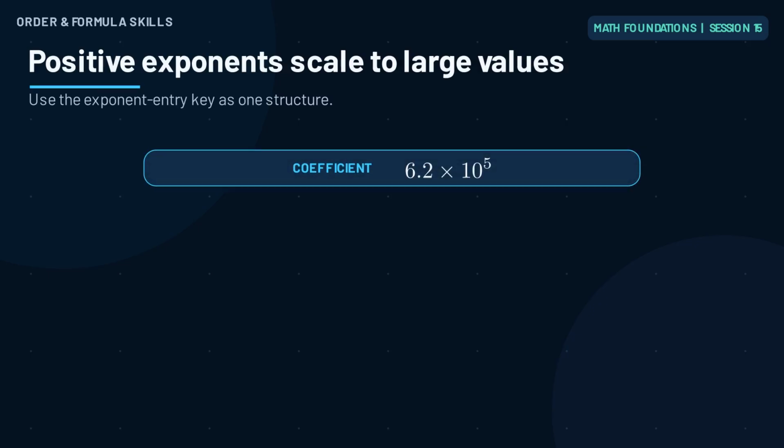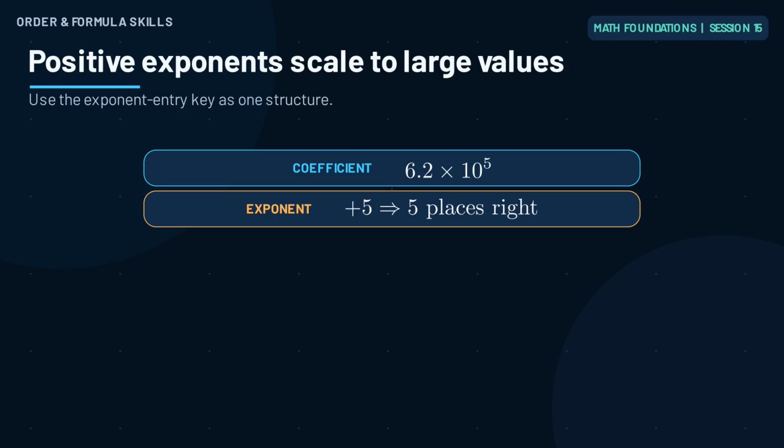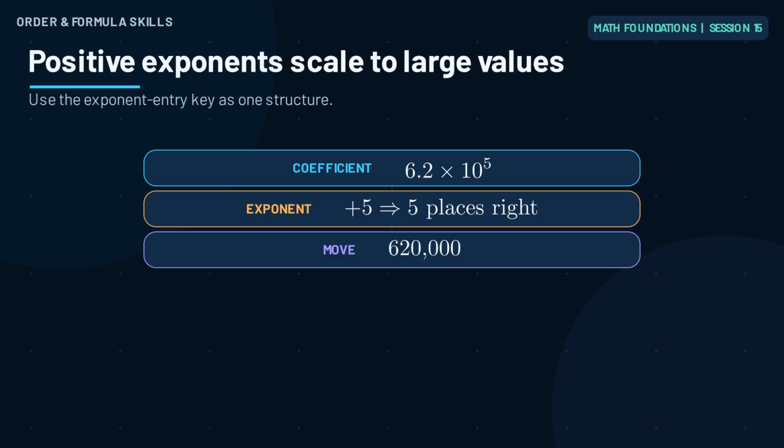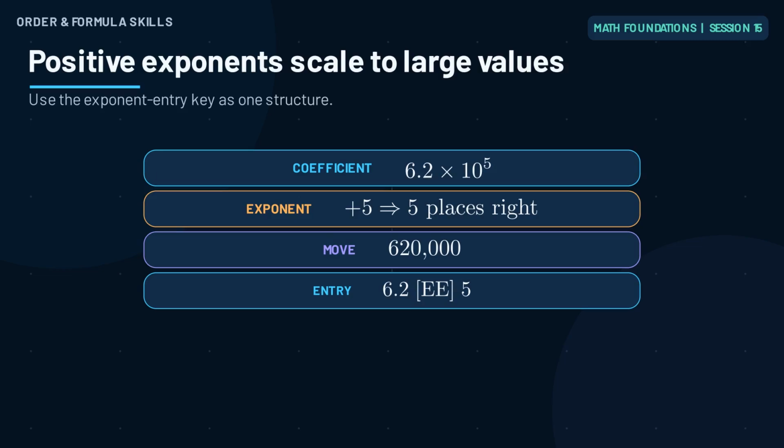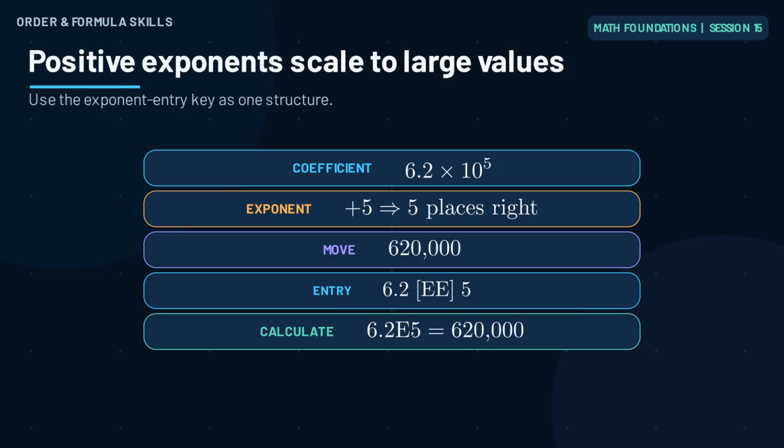Begin with 6.2 times 10 to the fifth. The exponent positive 5 means move the decimal 5 places to the right. 6.2 becomes 620,000. On a calculator, enter 6.2, use the EE or exponent entry key, then enter 5. The display may show 6.2E5 or 620,000. Both displays represent the same value.